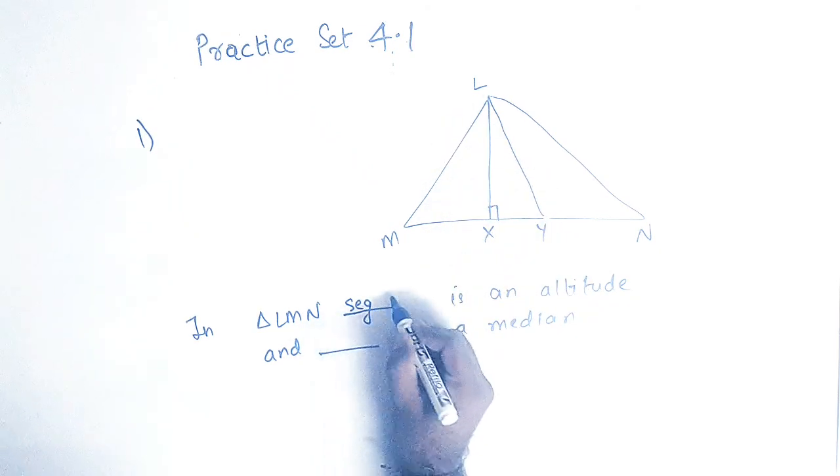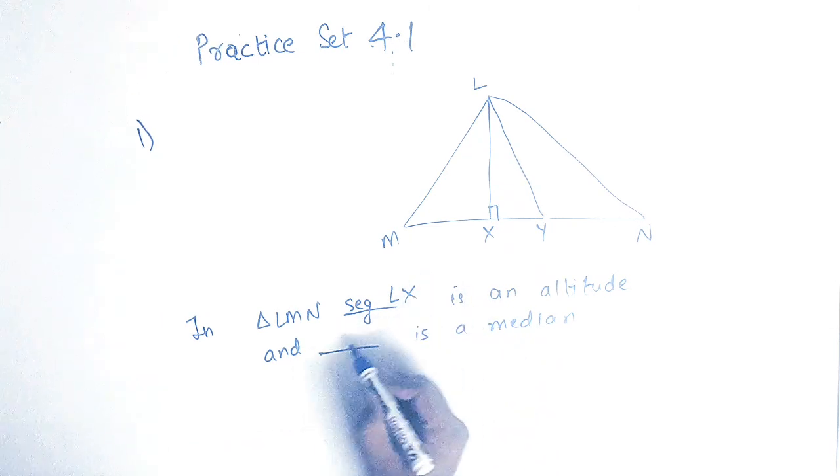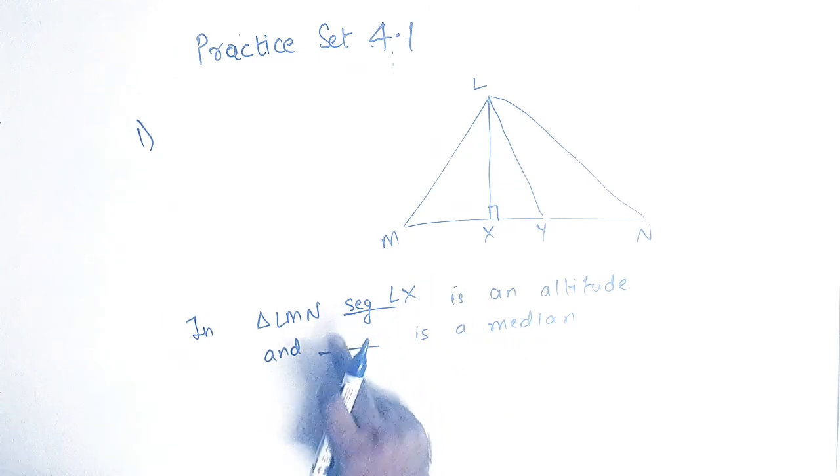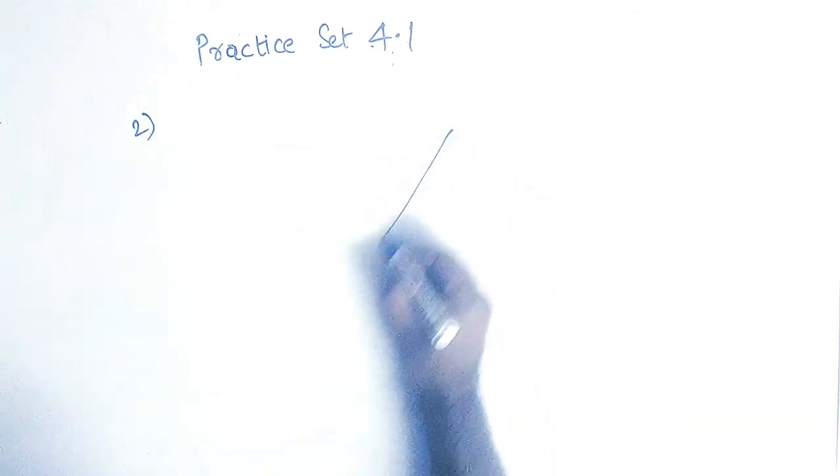Seg LX. And dash is a median, as it is given that Y is the midpoint. So we'll write seg LY is a median. Okay, so the second one they have given is we have to draw an acute angle triangle PQR.